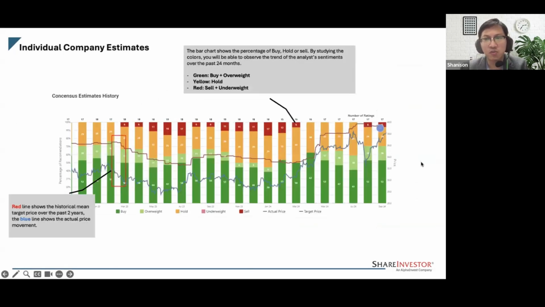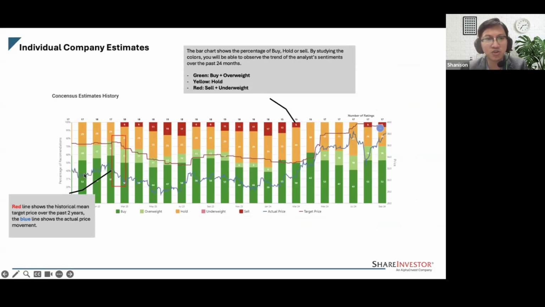Okay, so let me share one more thing about the individual company's estimates. There are these charts here. If you look at the red line, I know it's a bit complicated, but it's very useful charting. The red line shows the historical mean target price over the past 2 years. So you can see whether the research analyst ratings are increasing or decreasing, the trend for the past 2 years.